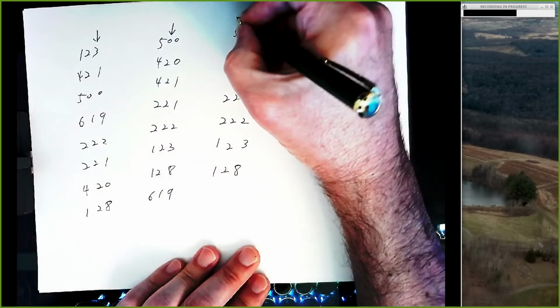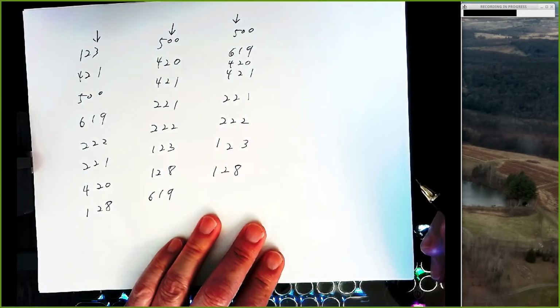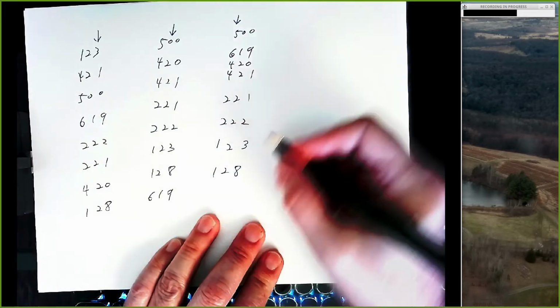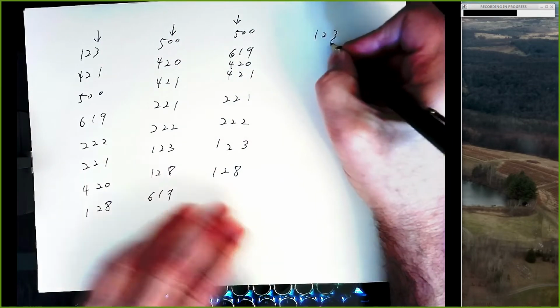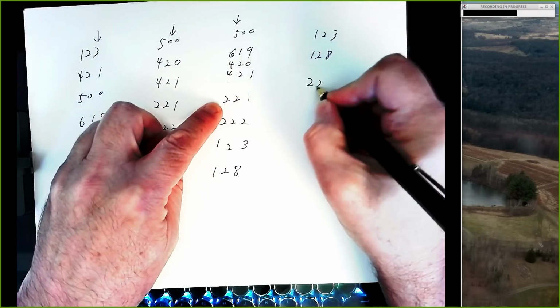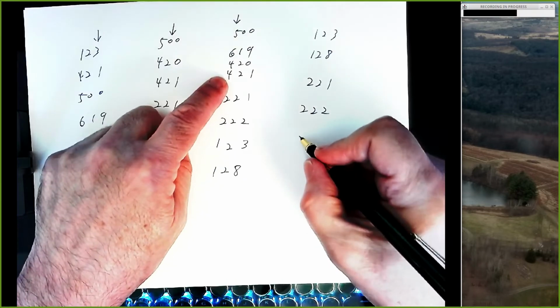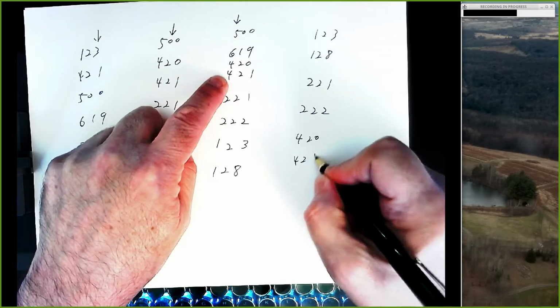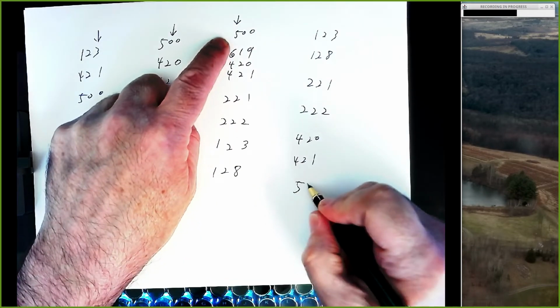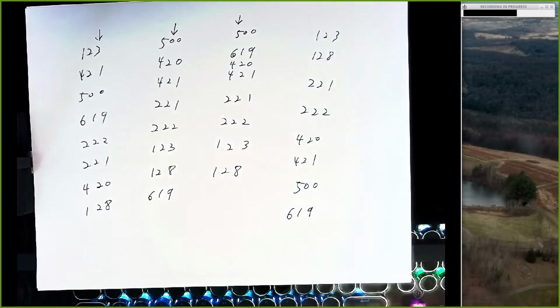All right, and then finally we go through and we sort by the most significant digit. So we'll pick out the numbers that begin with a 1, so there's 123, 128. Numbers that begin with a 2, there's 221, 222. Nothing begins with a 3. Numbers that begin with a 4, numbers that begin with a 5, and numbers that begin with a 6. Bingo, our data is sorted.